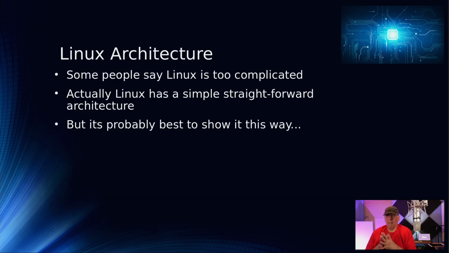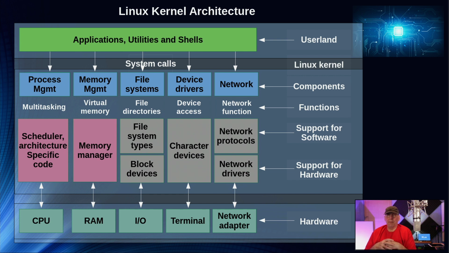Some people say that Linux is too complicated and it's really hard to understand, but it isn't. It's really a simple and very straightforward architecture, and it's probably better, rather than talk about high-level things like the onion, those diagrams are called the onion of Unix and Linux, to look at it in a more conventional block diagram way. So there are basically 3 groups on this screen. There's userland at the top, the middle layer is the Linux kernel, and the bottom layer is hardware.